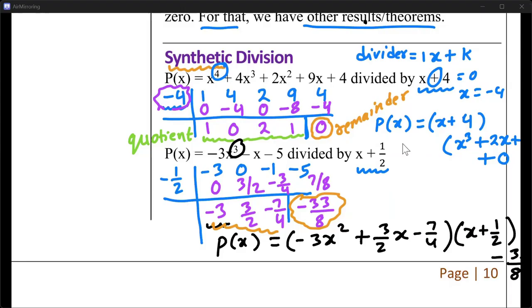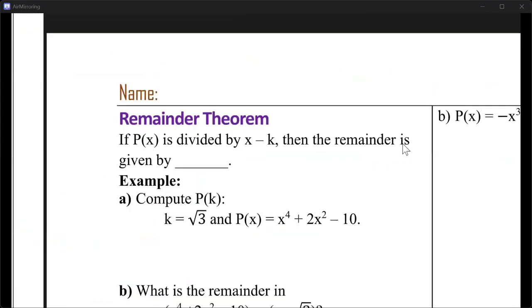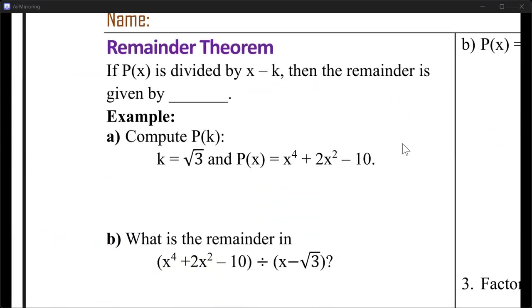And there are other reasons. Sometimes you might just want to know what the remainder is when you do the division, but you don't necessarily need to know the quotient. In that case, it would be better if we had a more efficient method, which is given by the remainder theorem. What does it say? When this polynomial p(x) is divided by this linear polynomial x minus k, the remainder is p of k.